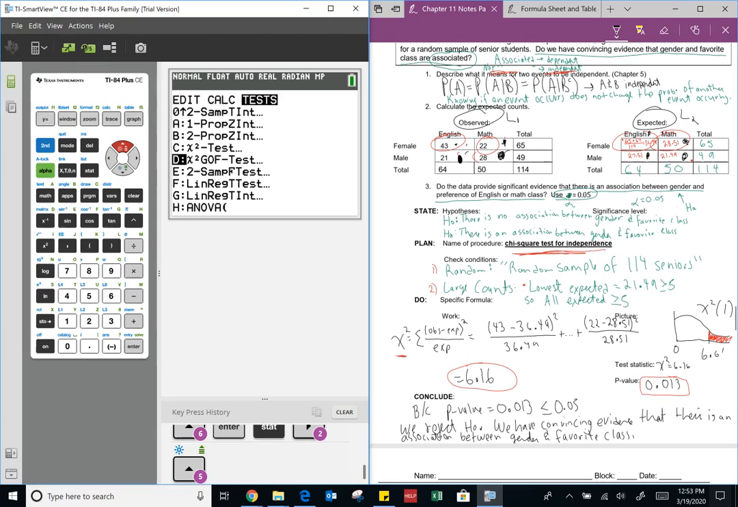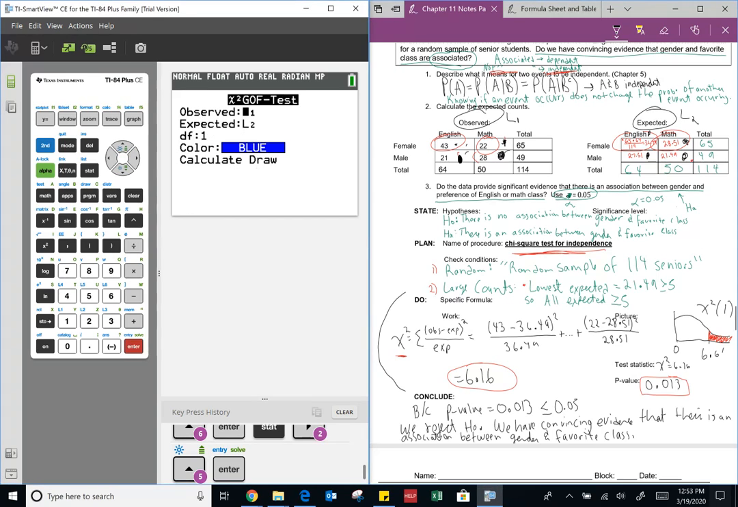So right now we're doing a chi-square test for independence. Yesterday we learned about a chi-squared test for homogeneity. It doesn't matter. You're always going to use this function here regardless of what type of chi-square test, because in the end, the do sections all look the exact same. So chi-square goodness of fit, I click enter. I have my observed values in list 1. I have my expected in list 2. My degrees of freedom is 1. I had to enter that myself. And I go down to calculate, and voila.